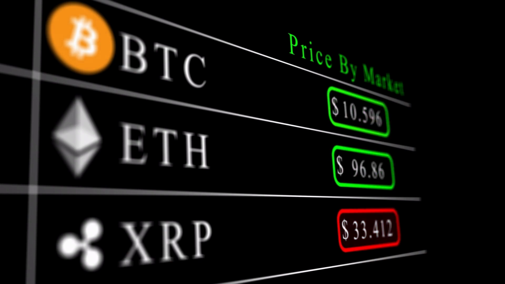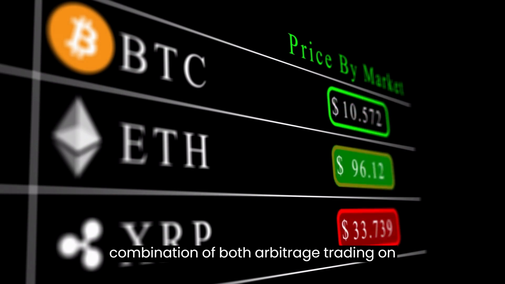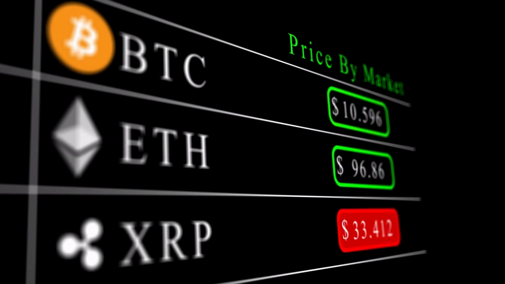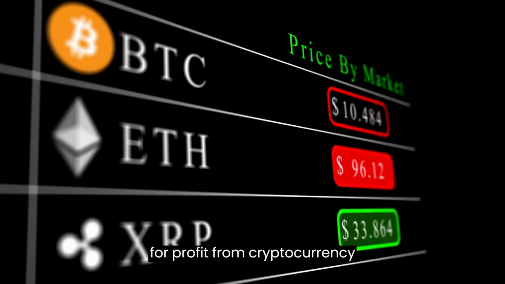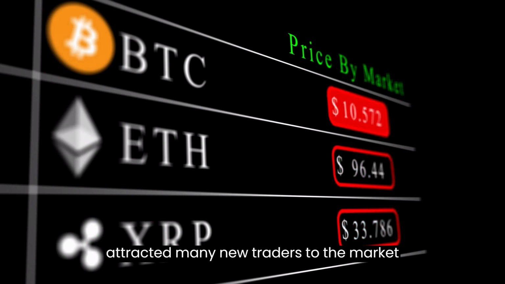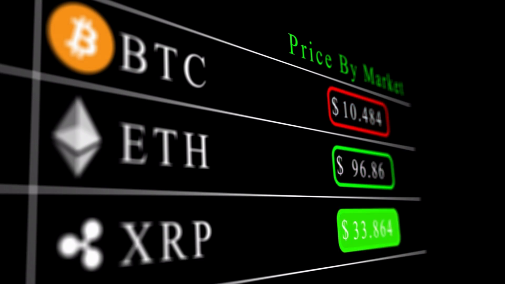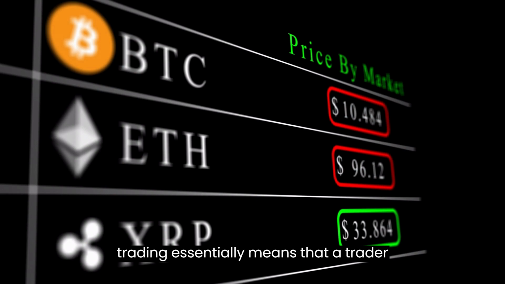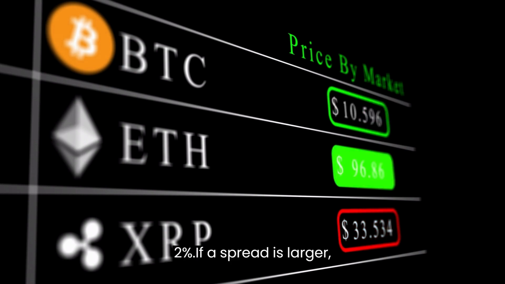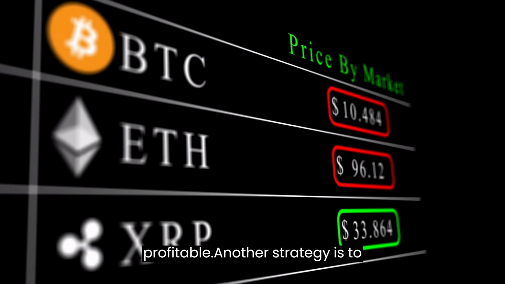In a spreader strategy, the difference between multiple exchanges is closed through a combination of both arbitrage trading on each exchange and trading across multiple exchanges at once. Despite being one of the oldest known strategies for profit from cryptocurrency arbitrage, spreader trading has attracted many new traders to the market because it is easily accessible compared to other trading strategies. Spreader trading essentially means that a trader cannot make much profit from an arbitrage, or spread, of just 1 to 2%. If a spread is larger, however, then the strategy becomes more profitable.